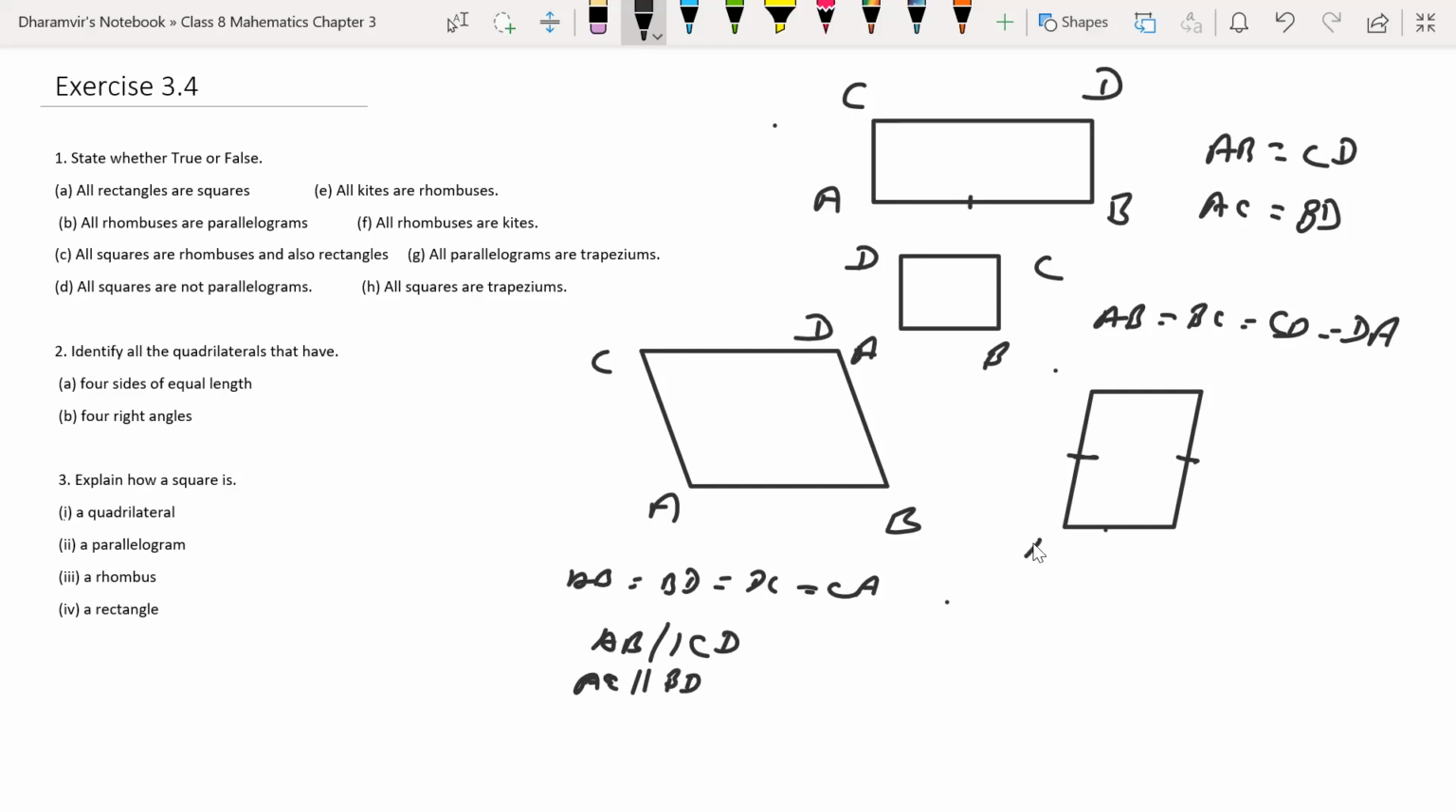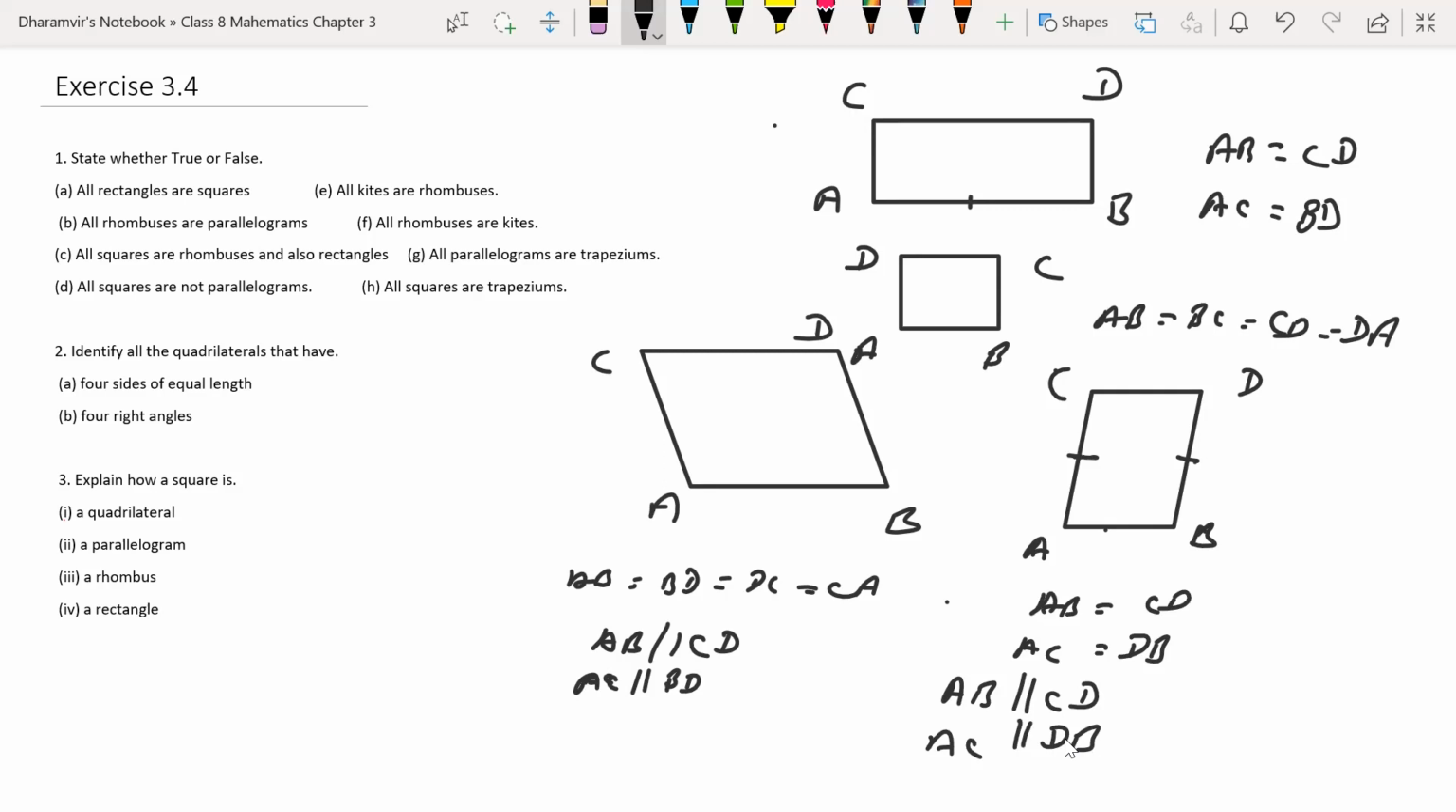As well as in this also, A, B, C, D. In a parallelogram, AB is equal to CD, AC is equal to DB. Hence, we can state that AB is parallel to CD and AC is parallel to DB. So it is true that all rhombuses are parallelograms, because both rhombus and parallelogram have their opposite sides equal and parallel.